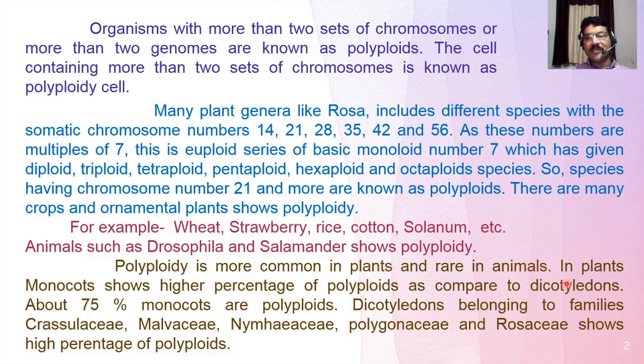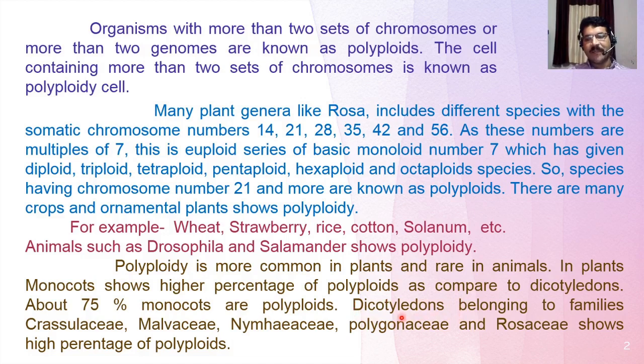In plants, monocots show a higher percentage of polyploids as compared to dicotyledons. About 75% of monocot plants are polyploids. So polyploidy occurs more in monocots as compared to dicots. Dicots also contain polyploids, but as compared to monocots, they have fewer polyploids.